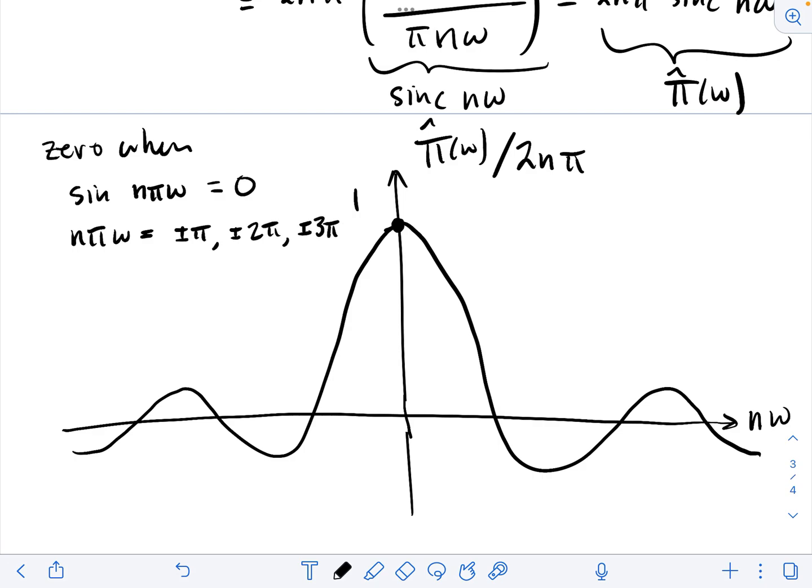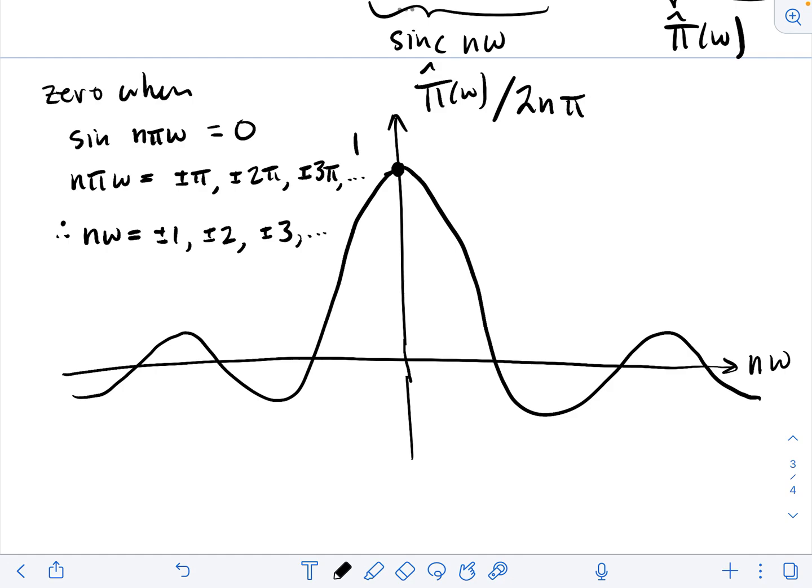And so what we could do is divide by pi. So the condition for our zeros are that n omega is equal to plus or minus 1, or plus or minus 2, or plus or minus 3, and so on. Okay, and so we can identify these zeros. There's one here at n omega is minus 1, and another one when it's plus 1. So this would be the minus 2 case, and so over here would be plus 2, here's plus 3, and here's minus 3, and we could keep going.